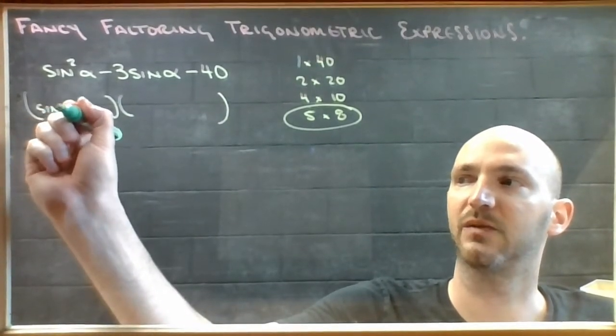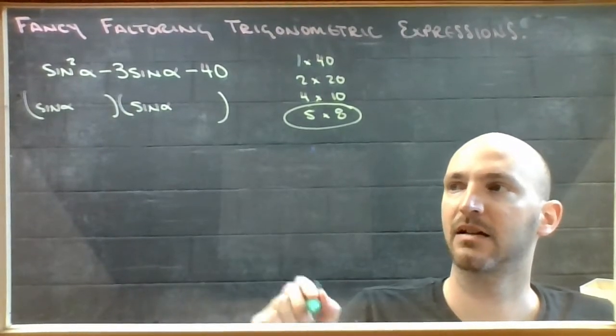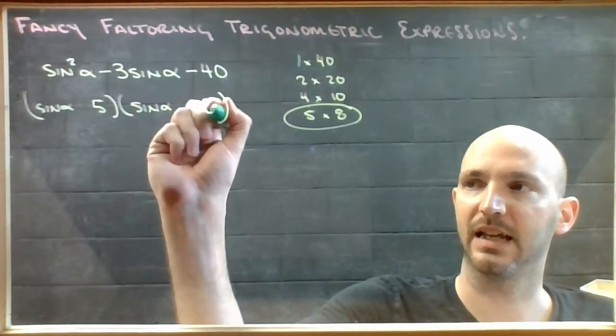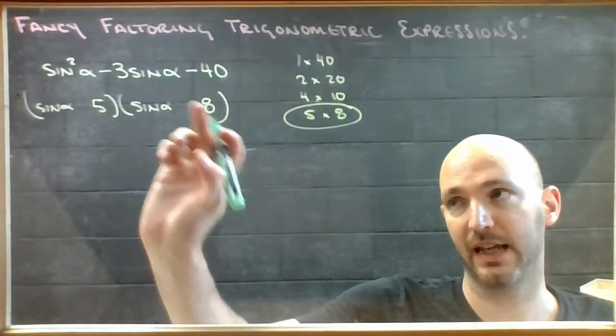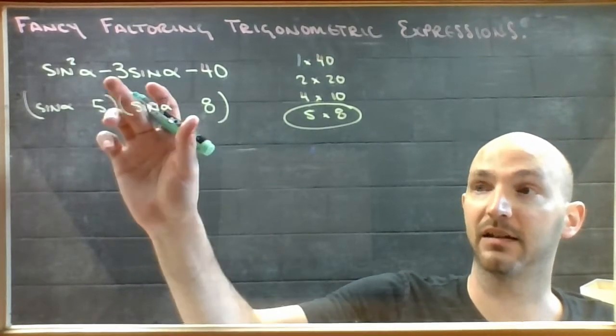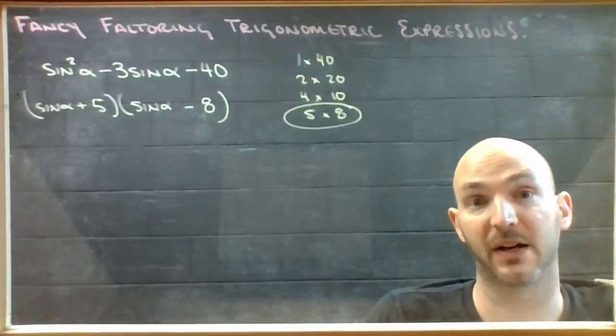So if I split this up into a sine alpha, a sine alpha, one of these numbers is 5, one of them is 8. If I made that one negative, negative 5 and 8 would be positive 3, so that's not going to work. Positive 5 and negative 8 would be negative 3, so that's the way I'm going to go. So I've got that one factored.